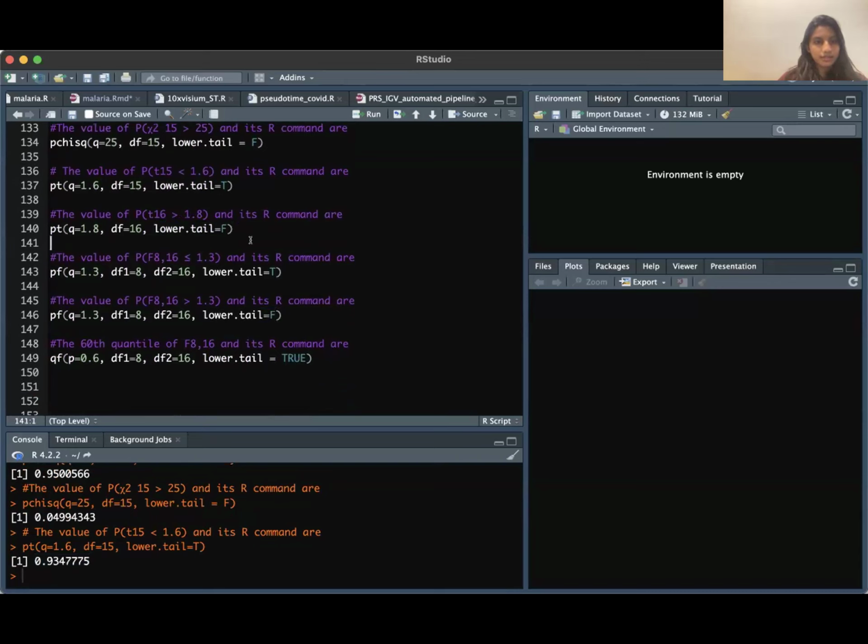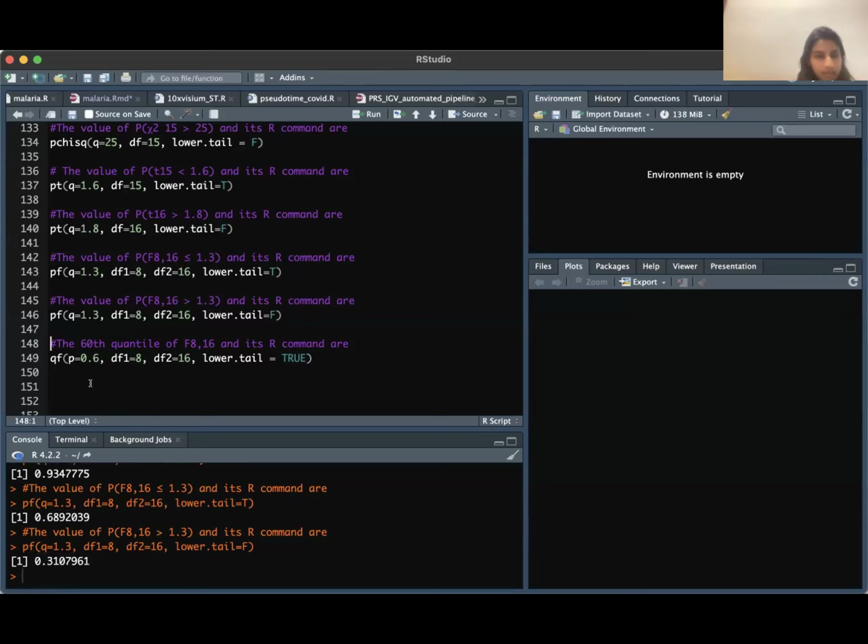Same command. And similarly, they've asked for the F distribution, the value of P of F with 8, 16 degrees of freedom. For the F distribution, you have to specify q, which is this value, 1.3, and then df1 is this 8, and df2 is the second degrees of freedom, so it's 16 in this case. Because it's lesser than or equal to, lower tail is equal to true. Substitute that, you get the answer. And similarly, the same thing again, they've asked for greater than 1.3. So for lower tail you write false, you run it and you get the answer.